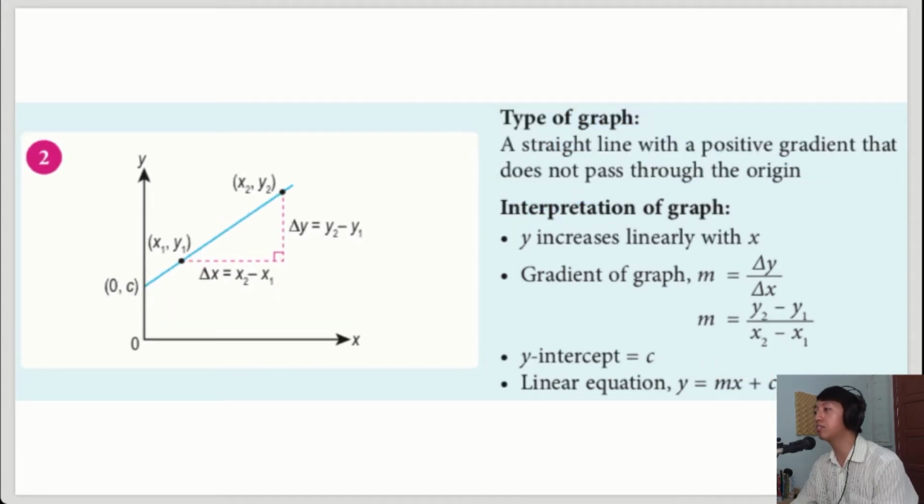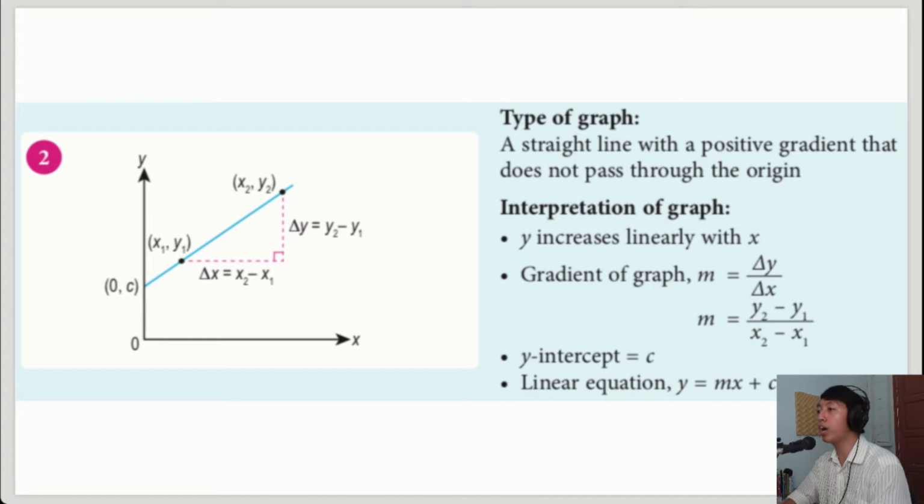So interpretation of graph is y increases linearly with x. So sekarang kamu tidak boleh katakan directly proportional. You cannot say y is directly proportional with x, but you can say y increases linearly. So linearly maksud dia, kalau x naik 1 dan y naik 1, then that change will not be the same. In other words, linear maksud dia punya gradient lurus, tidak berubah, tidak melengkung.